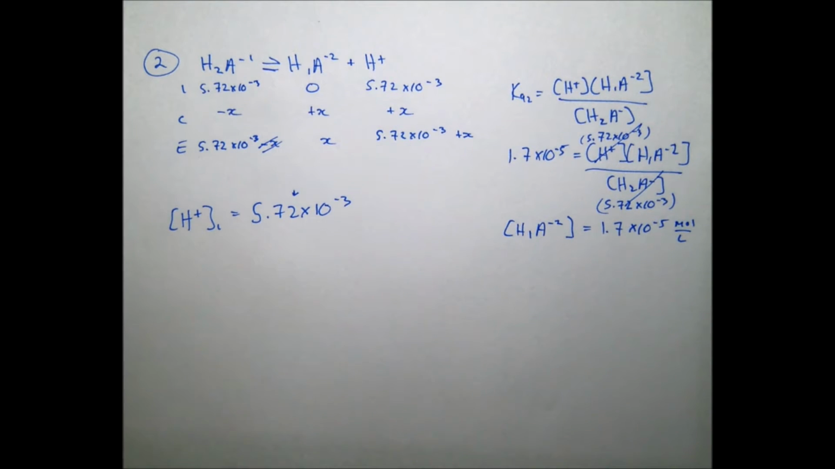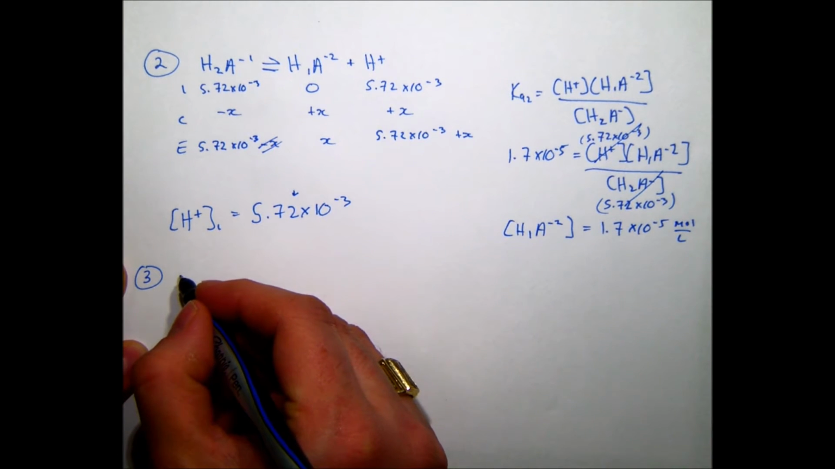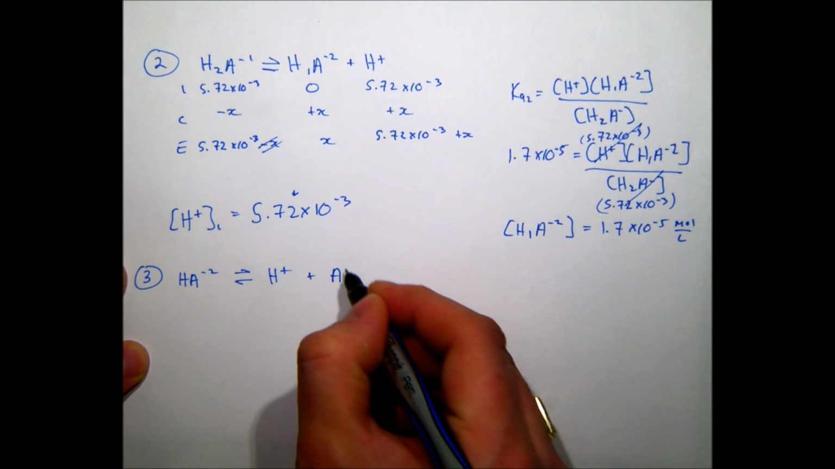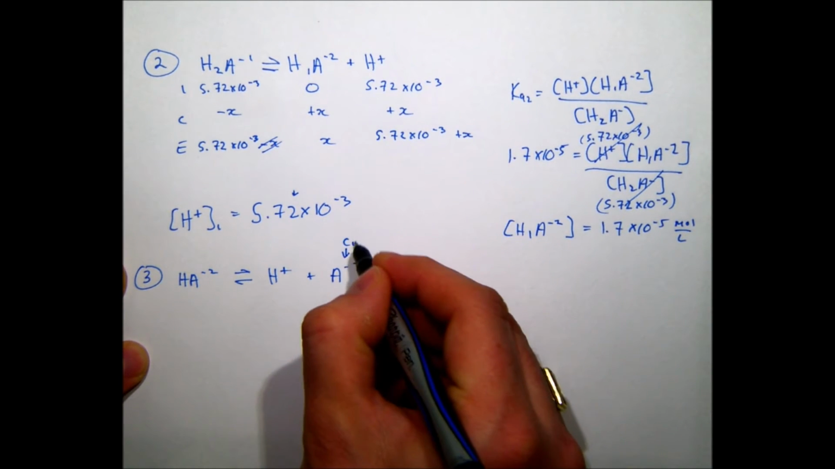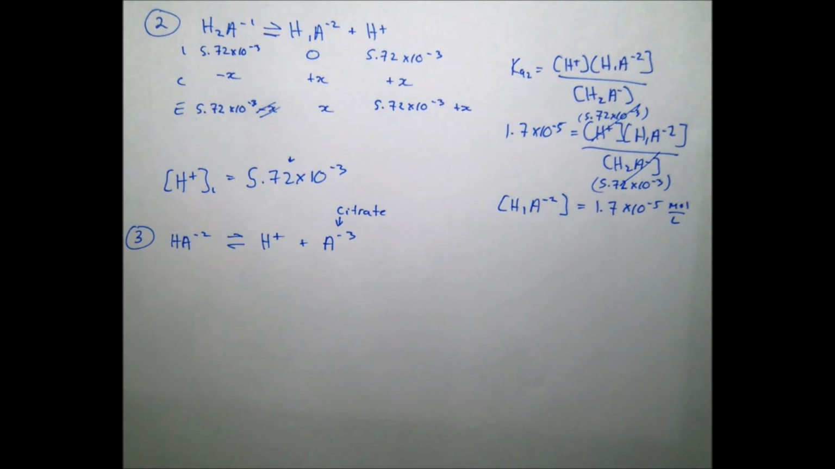So with step 2 done, we're not really worried about the amount of H plus anymore. We're pretty confident we know where the pH is going to be. So we just need to go ahead and figure out what the citrate ion is going to be. So for the third proton, we have HA minus 2 going to H plus plus A minus 3. And this is the citrate ion. We defined that way up at the start of the question where we said let A minus 3 equal C6H5O7 minus 3.